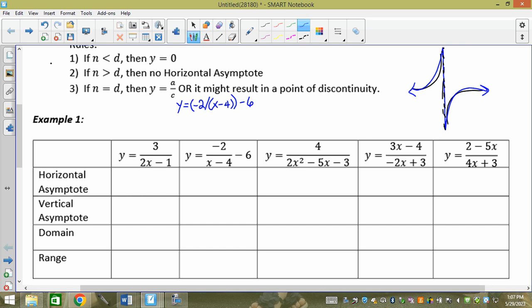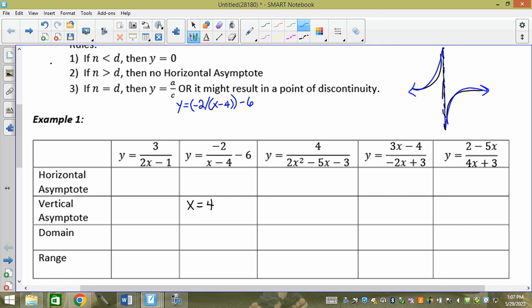The asymptote is where the graph doesn't exist, right? It's that dashed line where the graph doesn't exist. We have a horizontal asymptote on an exponential graph at y equals 0. On a log graph, we have a vertical asymptote at x equals 0, correct? Now, we have an asymptote at x equals 4. That's a vertical one, right? Because x equals is our vertical asymptote, y equals is our horizontal asymptote.